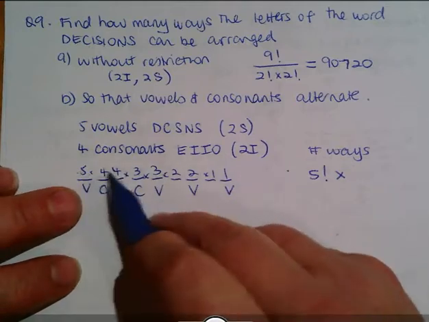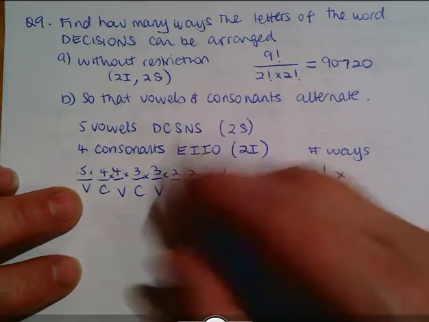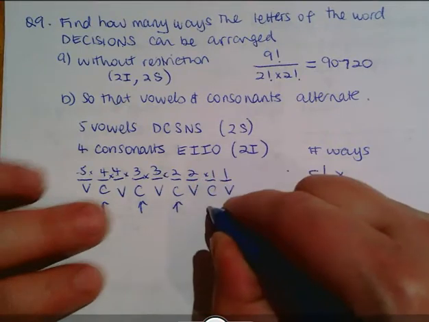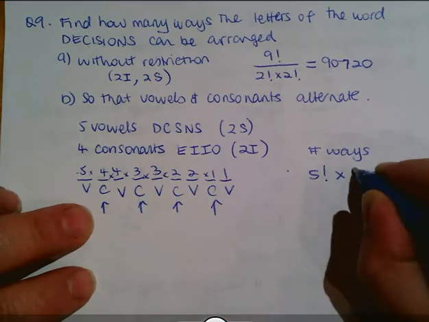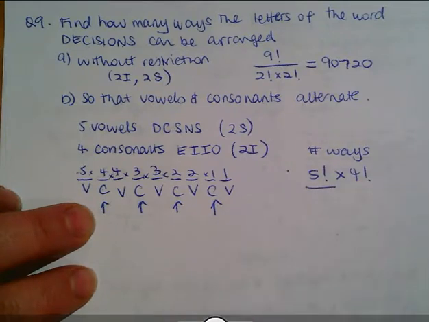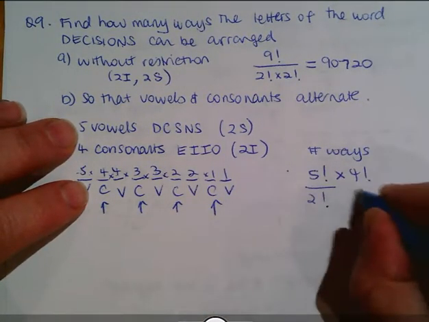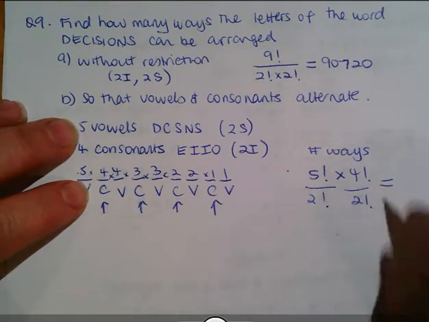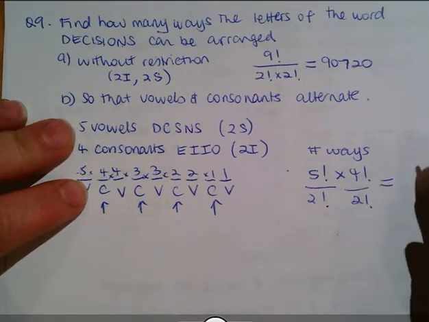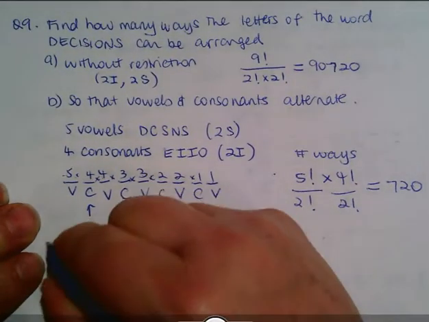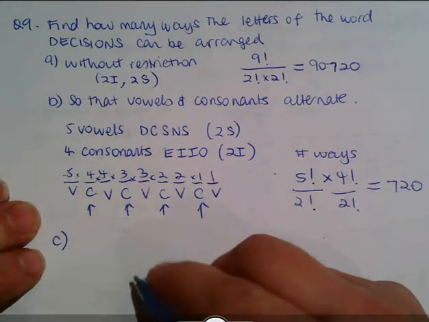That's for the vowels, 5 times 4 times 3 times 2 times 1. And the consonants are 4 times 3 times 2 times 1, which is 4 factorial. But remember, in the vowels, we've got 2 S's, so you have to divide that by 2 factorial. And in the consonants, there are 2 I's, so we divide that by 2 factorial as well. And we end up with 720 ways to order the letters of that word.